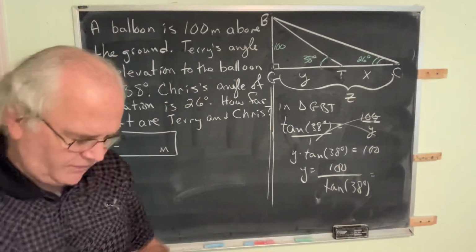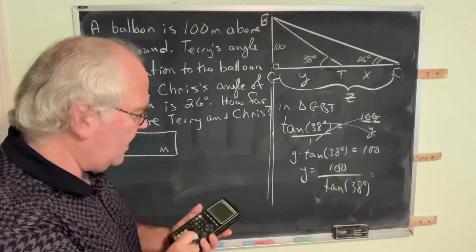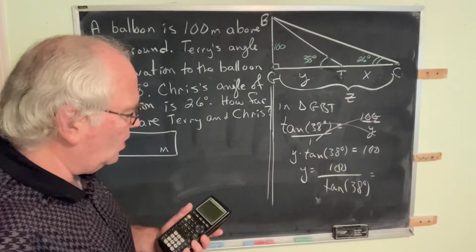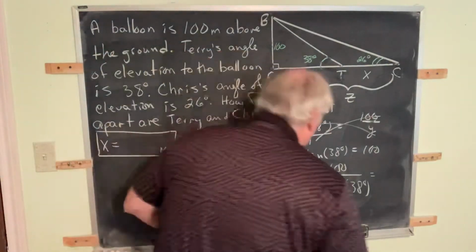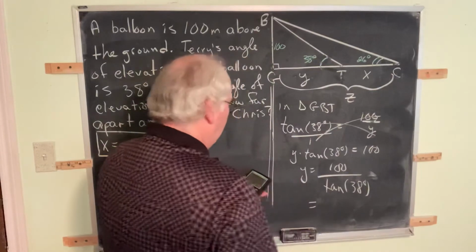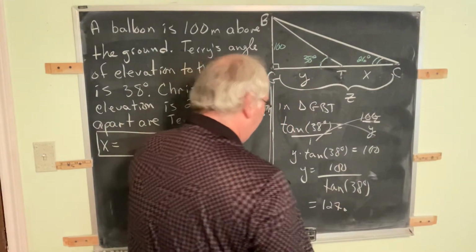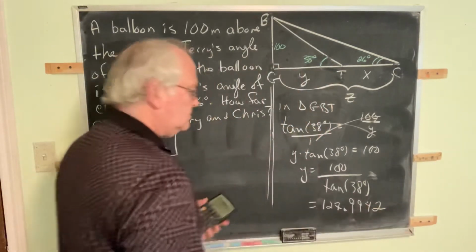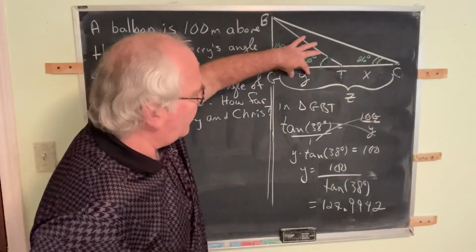And let's go to the calculator. What I have is 100 divided by the tangent of 38 degrees. That gives me 126.994. I'm going to round this to 4 decimals. So I have, this is equal to 127.9942. And that's meters so far. Well, that is distance y.